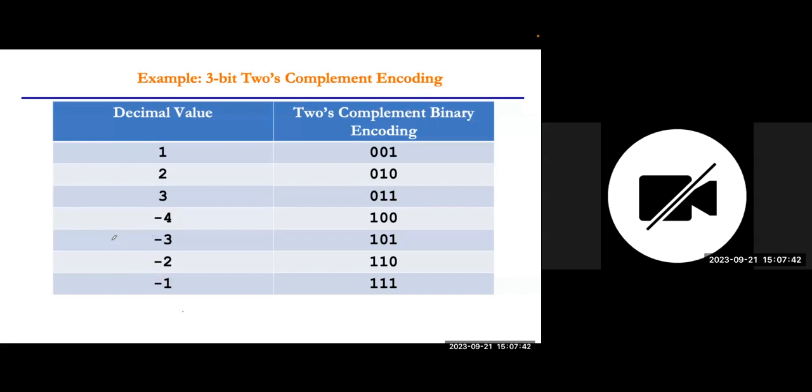Now I will ask a question for all of you to participate. Please write the 4-bit 2's complement for the decimal values 7, 8, 9, minus 10, minus 11, minus 12, and minus 13. Please give the answers quickly in the chat box.